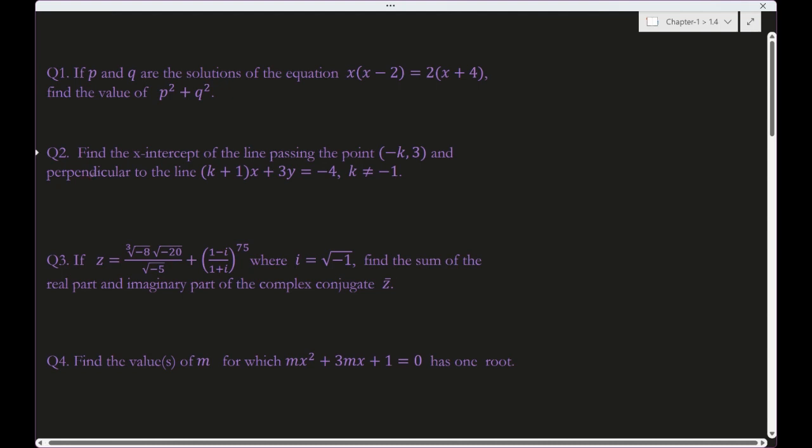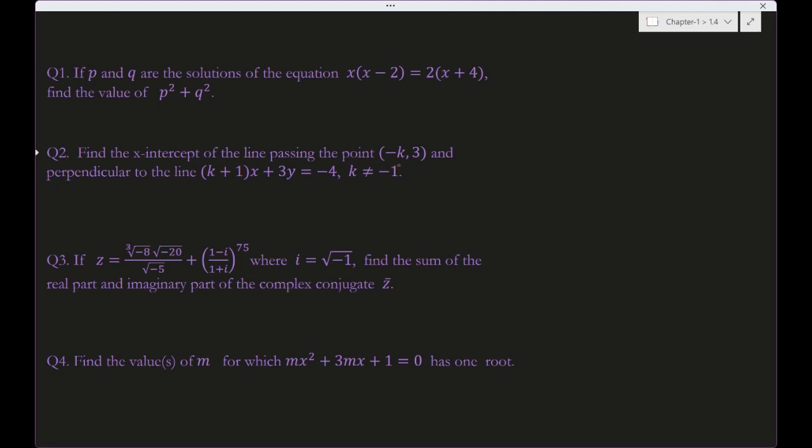While question number two: find the x-intercepts of the line passing through the point (-k, 3) and perpendicular to the line (k + 1)x + 3y = -4, with the restriction that k cannot be -1. Then question 3 is about complex numbers.